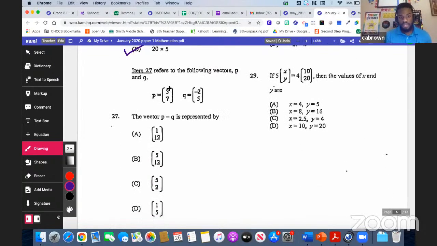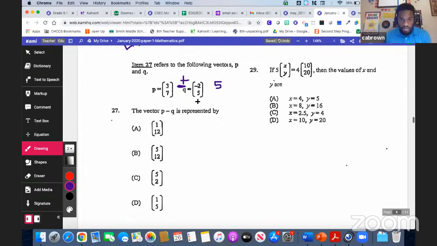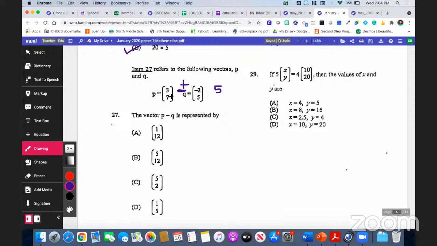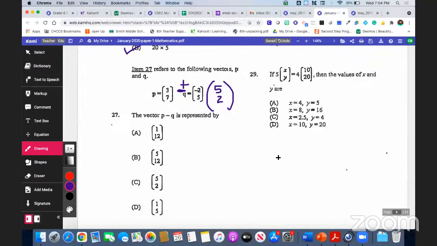27. P is 3, 7 and Q is negative 2, 5. We need to find P minus Q. So pretty much we're going to be subtracting. So 3 minus negative 2 is essentially saying 3 plus 2, which is 5. And 7 minus 5, which is 2. So the answer there is 5, 2, which is C.